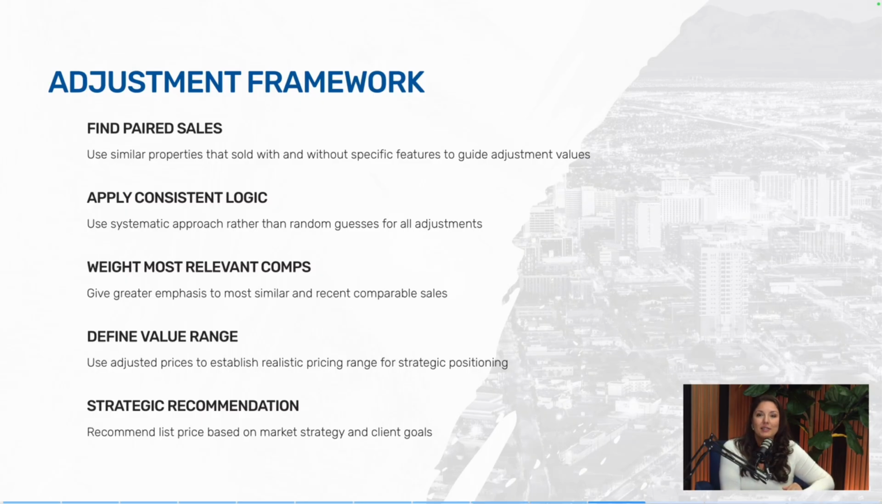So here's a process I use every time. 1, pick the strongest comps. 2, apply consistent adjustments. And 3, weight the most similar comps more heavily. And 4, focus on the adjusted price range. 5, recommend a strategic list price within that range. And that's how you make your pricing recommendations bulletproof.